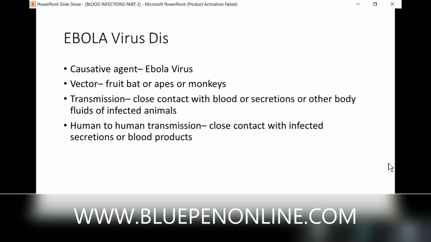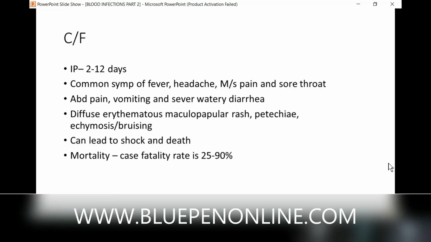Transmission is by close contact with the blood, secretions, or other body fluids of infected animals or infected human beings. Human to human transmission is by close contact with infected secretions or blood products of humans. Just like coronavirus, a patient infected with Ebola virus should be kept isolated. We should not have any contact. The incubation period is about 2 to 12 days.